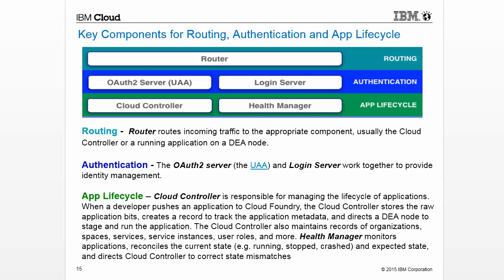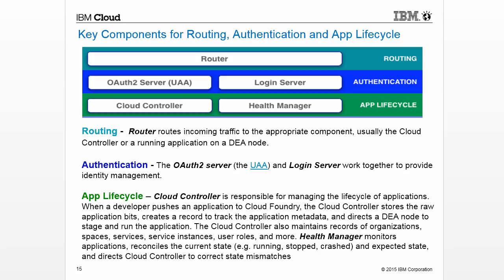For routing, the router routes incoming traffic to the appropriate component, usually a Cloud Controller or a running application on a DEA node. For authentication, the OAuth2 server, the UAA, and login server work together to provide identity management.